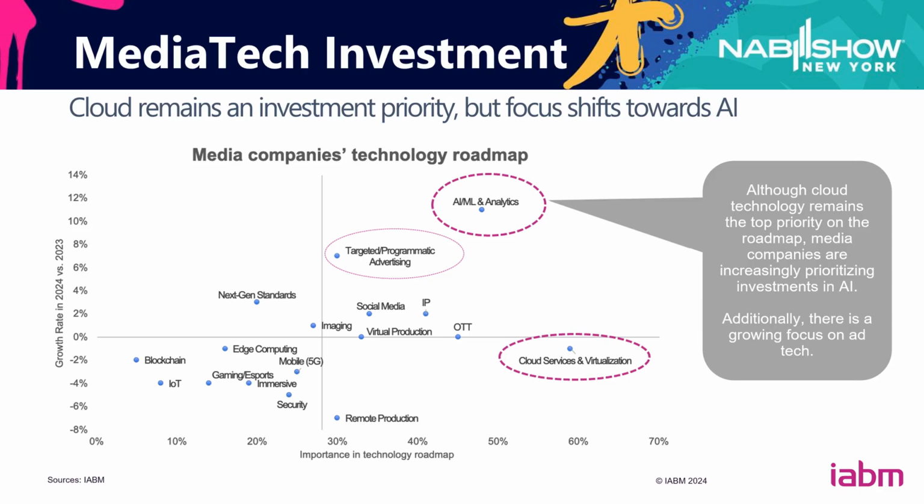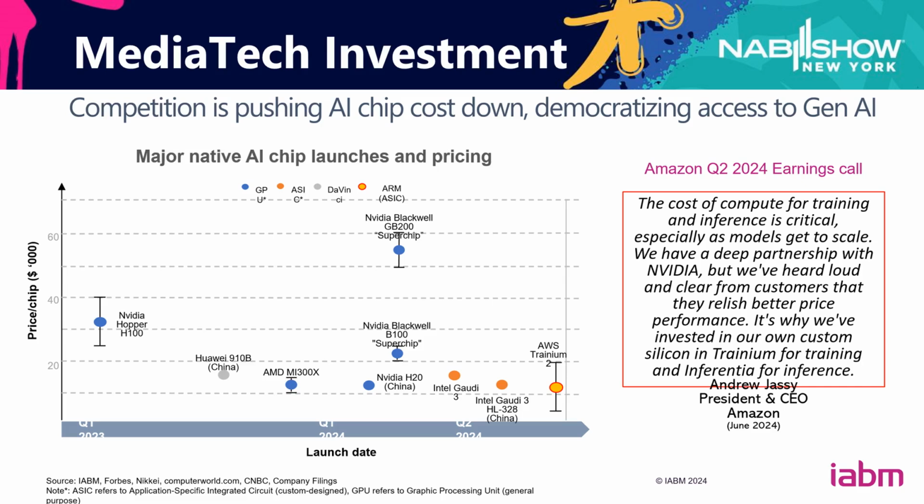But cloud services is an investment priority. You can see on the scatter chart here where that fits. AI and machine learning and analytics is really high. Things have lowered a little bit with cloud services and virtualization. It doesn't mean it's not important. You can look at the investment there; you can just see that the growth rate is down. And of course, targeted advertising is very clear on that.